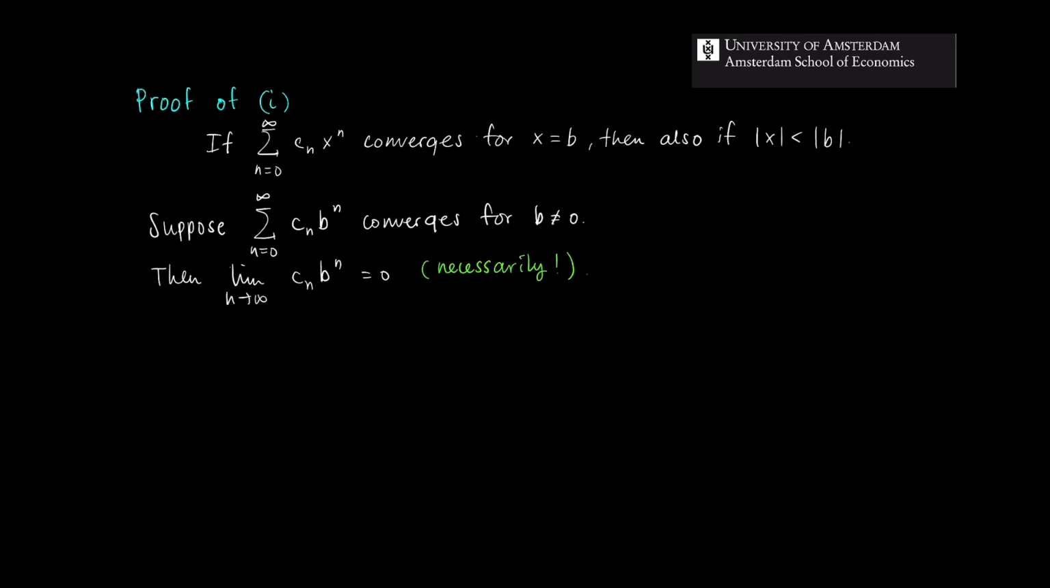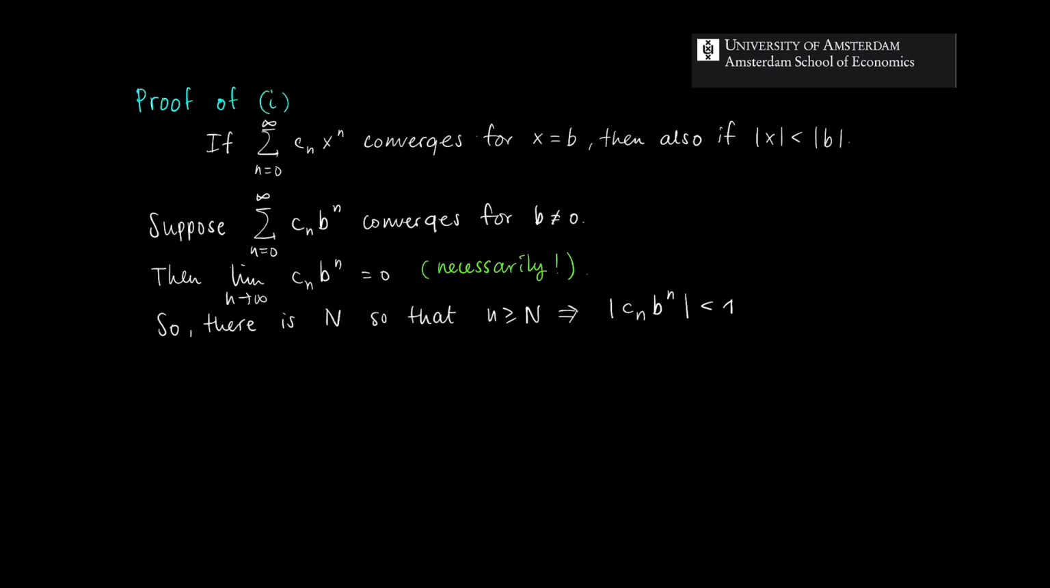Okay, so we have the following. Suppose that we have a capital N, and for n large enough, that means that for a small n larger than some capital N, we should have that the absolute value of c_n b to the power n is smaller than 1. Well, since the sequence is converging to 0, we should at least have that for n large enough, the absolute value of c_n b^n stays away from 1. It should be smaller than 1.